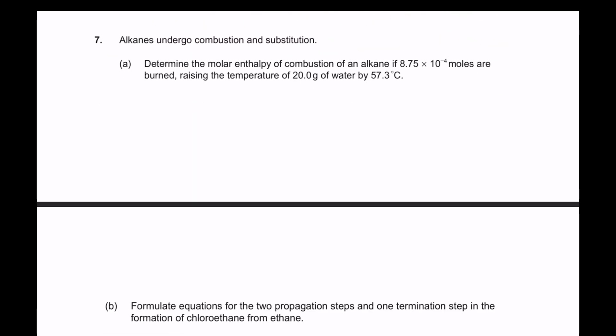Moving on to question 7, we have alkanes undergoing combustion and substitution. Determine the molar enthalpy of combustion of an alkane if 8.75 times 10 to the power -4 moles are burned, raising the temperature of 20 gram of water by 57.3 degrees Celsius. The heat is given by mc delta T, where m is 20, c is 4.18, and delta T is 57.3. The unit will be joules. So Q comes out as 4790.3 joules. This is the heat generated while burning 8.75 times 10 to the power -4 moles.